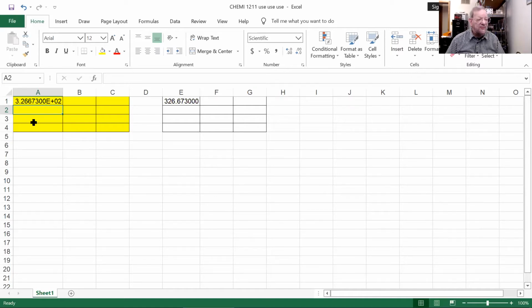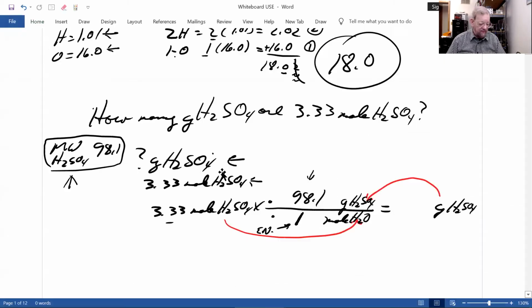Time's up. Keep the 3, keep the 2, keep the 6. That's my 3 significant. Use 6 to round off. That's 5 or higher. Drop that, change the 6 to a 7. So my answer is 3.27 times 10 squared. And that's how you do it.